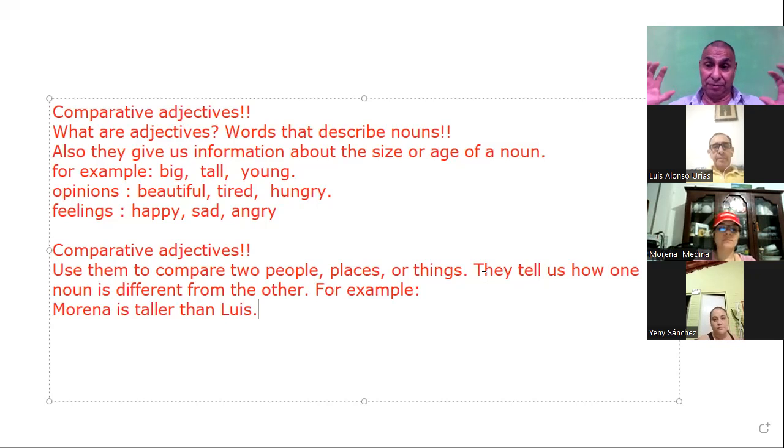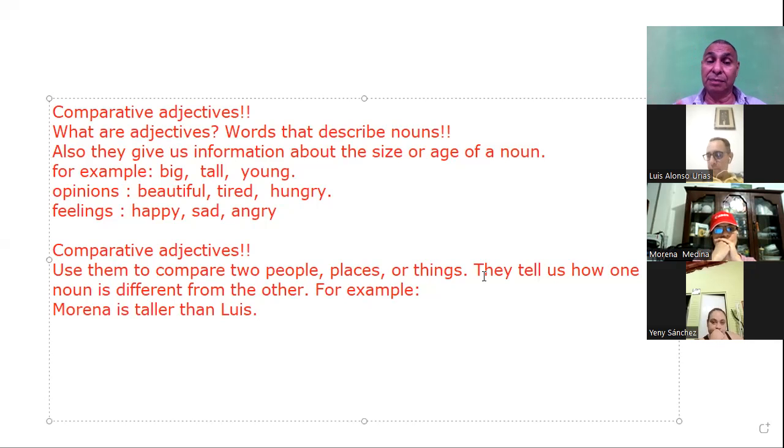Entonces, estoy comparando a Morena con Luis. Yes? Y me va a decir la diferencia entre ellos dos. Sí. I'm comparing two people in this case. Yes? And the adjective is going to tell me how one noun is different from the other. En este caso, ¿cómo es Morena diferente de Luis? Que es más alta, ¿verdad? Entonces aquí diría: Morena es más alta que Luis. Después vamos a ver how to make these comparative adjective sentences. Vamos a ver the structure de cómo create them, ¿ok? Ahorita nomás quiero que me entienda para qué los usamos y qué nos dicen esos comparative adjectives.